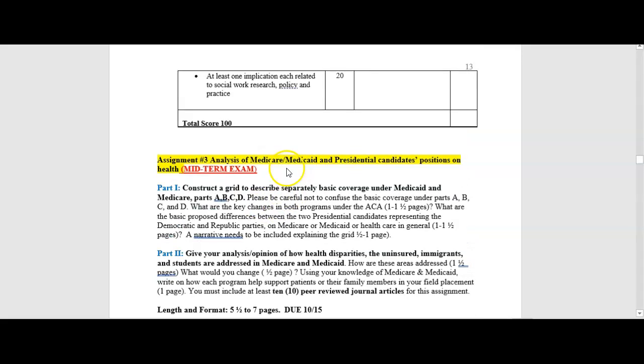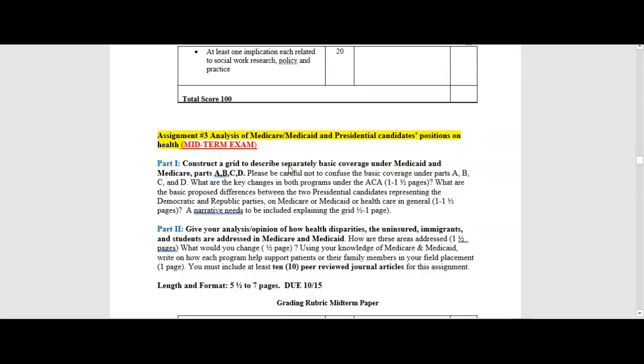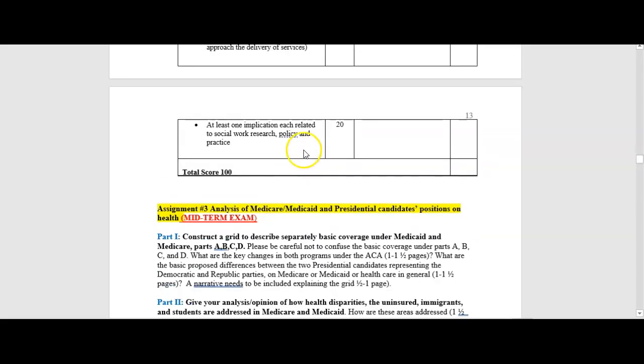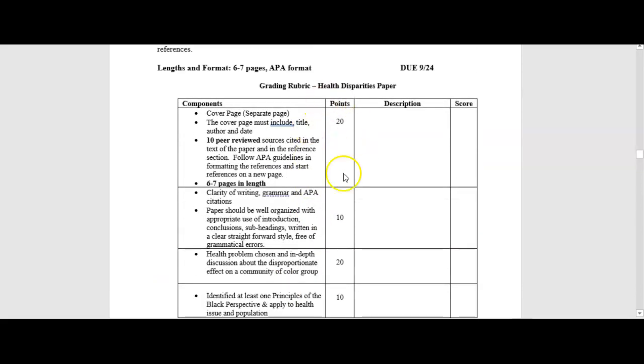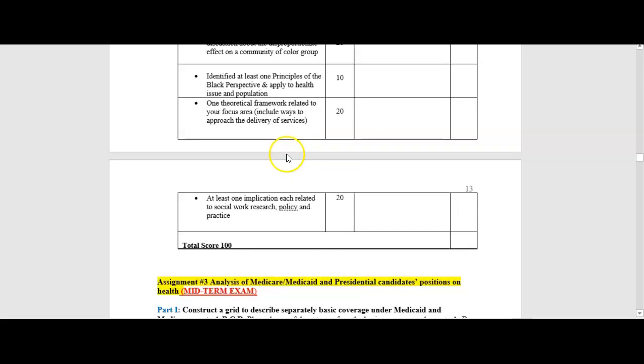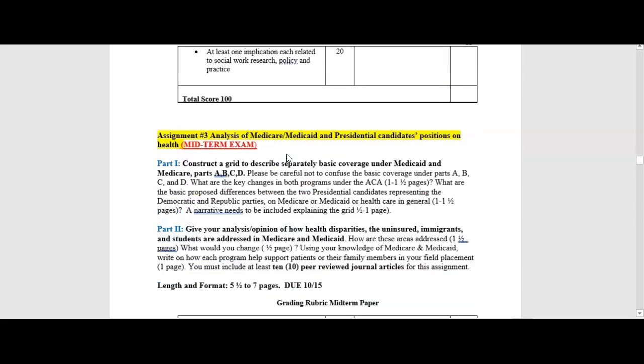When you're focusing on the Medicare grid, you're looking at Parts A, B, C, and D. A grid is a chart that you use to convey information. An example of a grid is this rubric, for example. So you can just create a table and outline. It's a good way to summarize a large amount of data. So what you're going to do is use a grid to describe Medicaid and Medicare, Parts A, B, C, and D. Please be careful not to confuse the basic coverage under Parts A, B, C, and D.